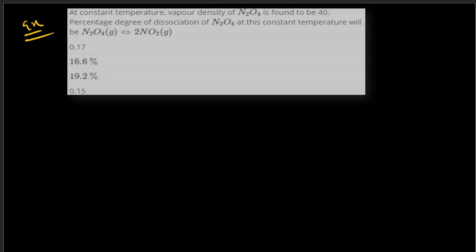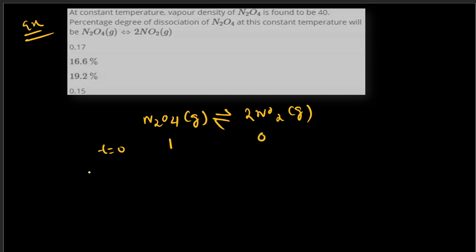This is the example. At constant temperature, vapor density of N2O4 is found to be 40. The percentage degree of dissociation of N2O4 at this constant temperature will be? So N2O4 gas gives 2 NO2 gas. At T equal to 0 we have 1 and 0, and at equilibrium, 1 minus alpha, since alpha is consumed, and 2 alpha.